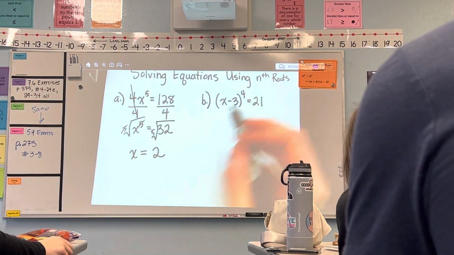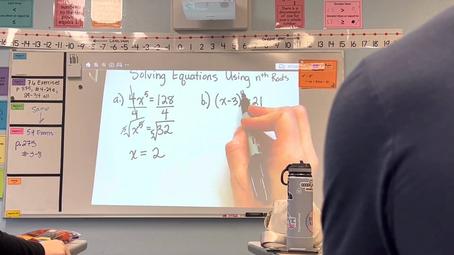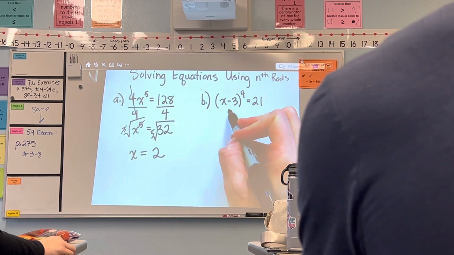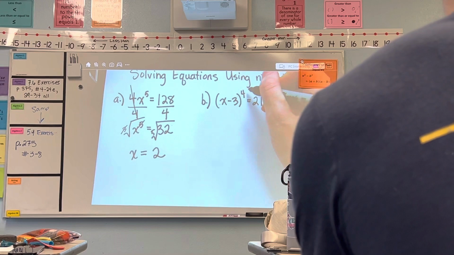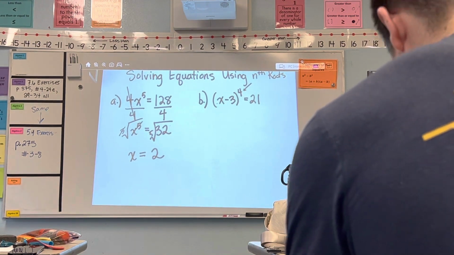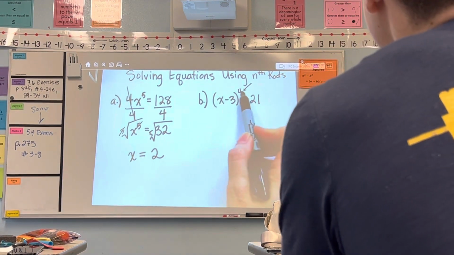Alright, now if you have parentheses raised to the 4th power, we can't just add 3 to both sides. It's stuck inside here. We have to deal with this first. Take care of this first. So, how do we get rid of the 4th power?